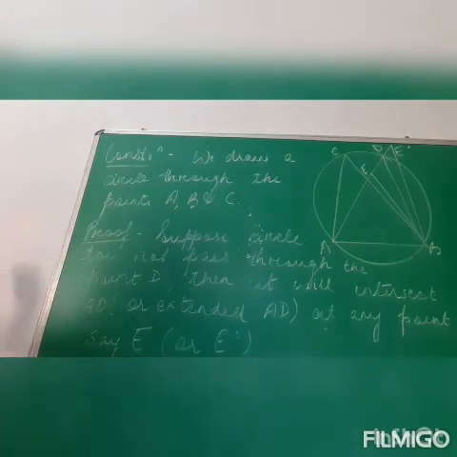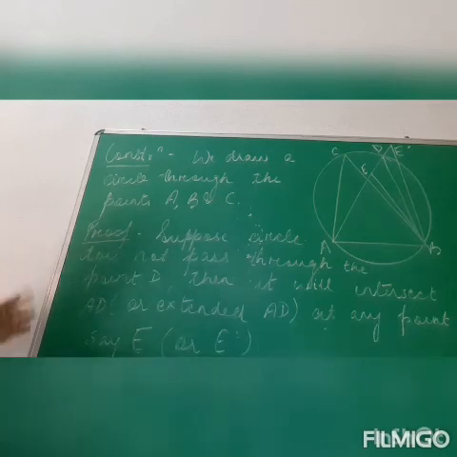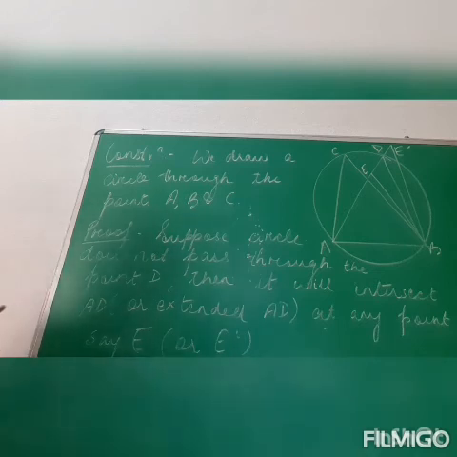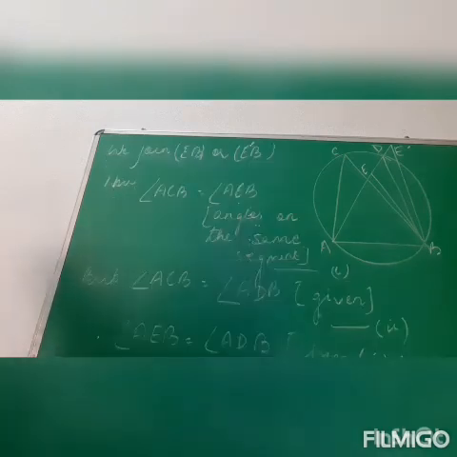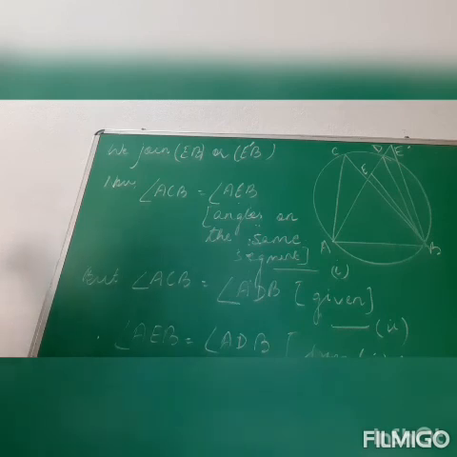Now to move on to the proof part, let us do a small construction. We have drawn a circle through the points A, B and C. Now for the proof, suppose the circle does not pass through the point D. Then it will intersect the AD or the extended AD, see the figure, at the point E or E dash. So now we join EB or E dash B. Therefore, we get that angle ACB is equal to angle AEB. That is, they are the angles on the same segment.